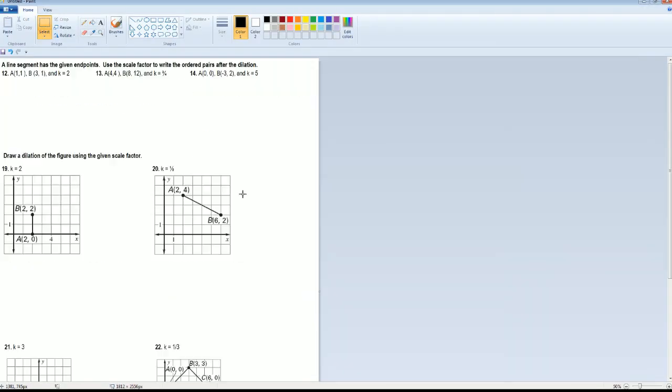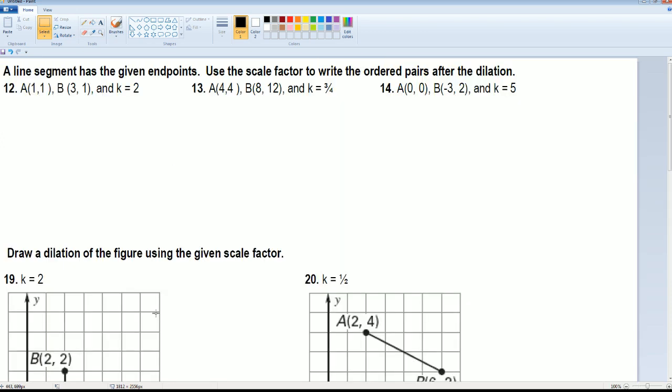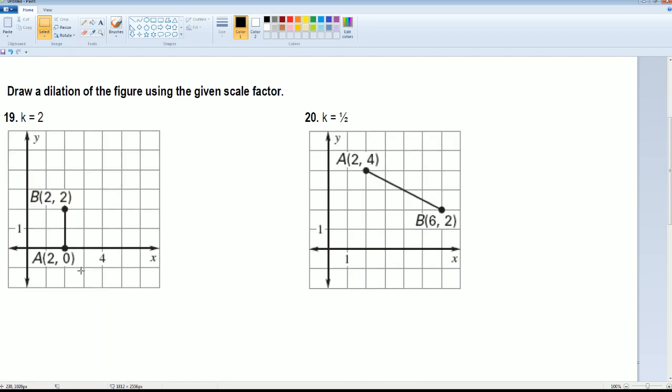So I have questions 12, 13, 14, 19, 20, 21, and 22 down here. I'm going to do 19, 20, 21, and 22 first to help us along. Questions 19 and 20, 21 and 22 ask us to draw the dilation. What is the dilation? You just have to remember the definition of the dilation.